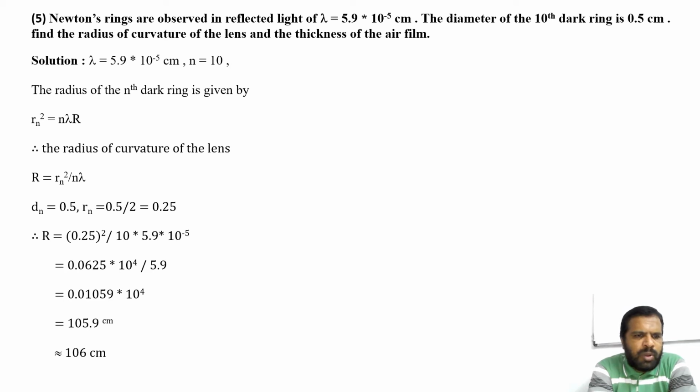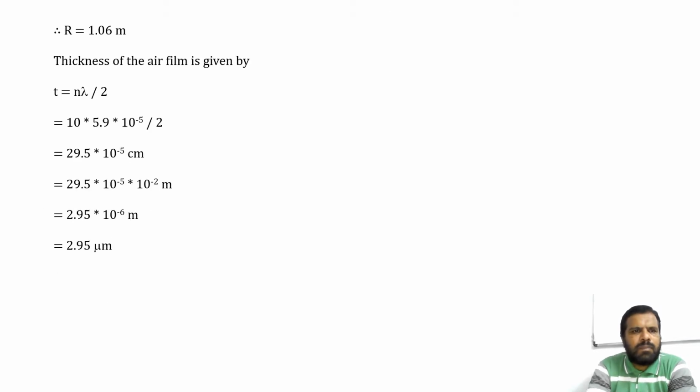That is equal to 0.0625 into 10 raised to 4 divided by 5.9. That is equal to 0.01059 into 10 raised to 4, or R is equal to 105.9 centimeters. It can be approximately written as 106 centimeters. Therefore, R is equal to 1.06 meters.